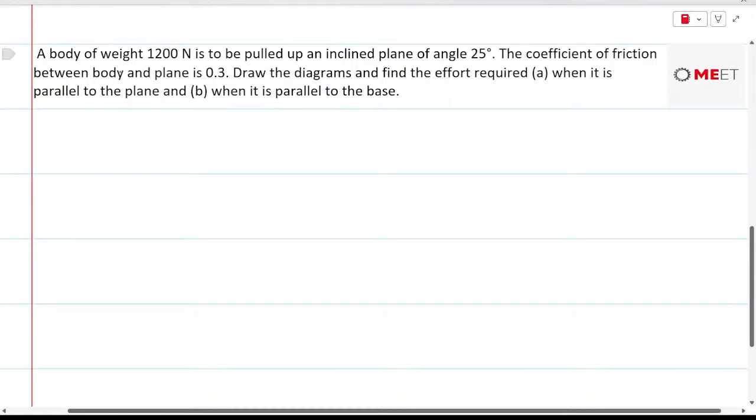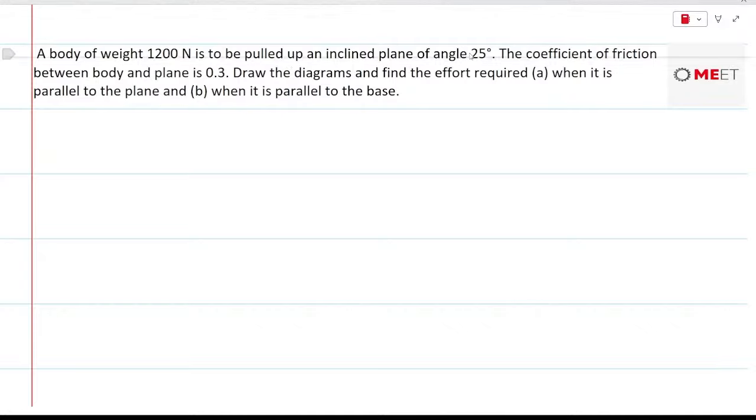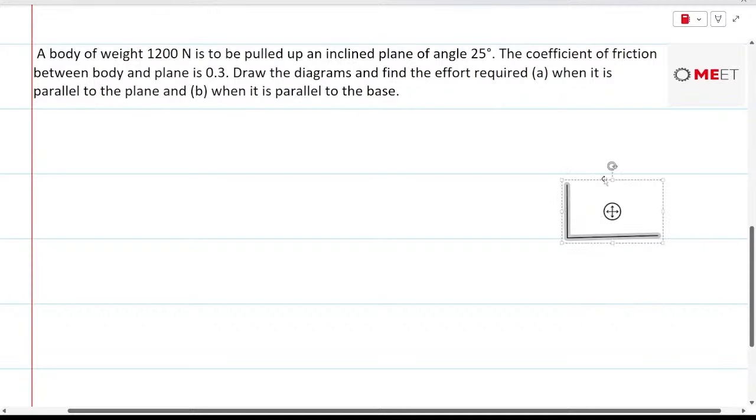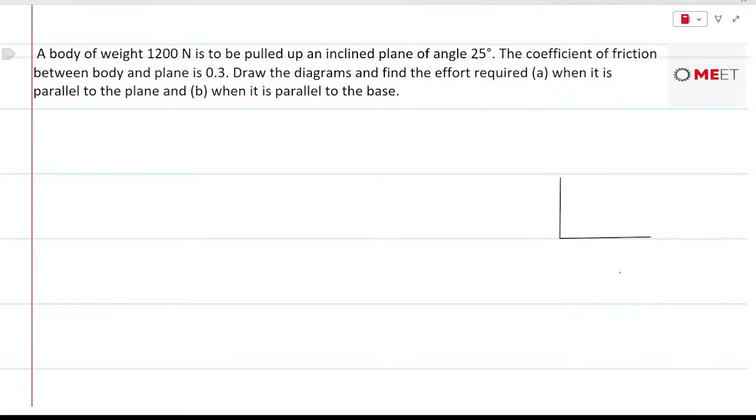The question is about a weight of 1200 newtons that is being pulled up an inclined plane, whose angle of inclination is 25 degrees and coefficient of friction is 0.3. Let me just draw the inclined plane. So let's say this is the inclined plane. The angle made is 25 degrees, or let me write this as theta instead.